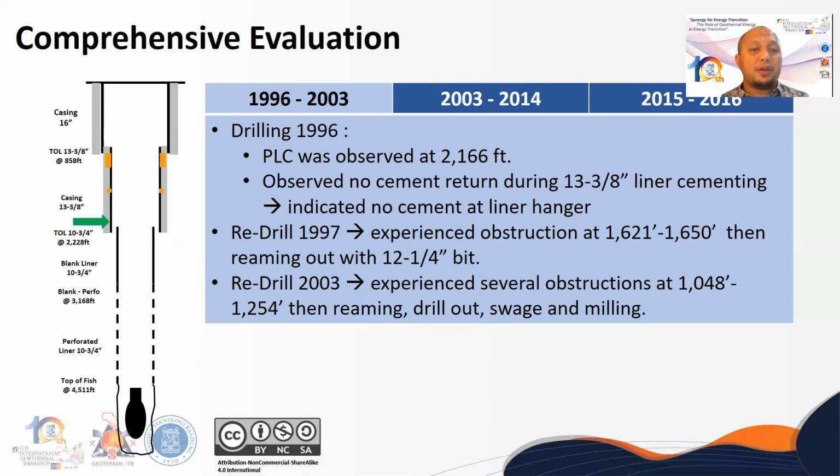Based on the report of the workover operation in 1997, we experienced obstruction at depth 1621 until 1650 feet, then reamed out with a 12 1/4-inch bit. Based on the 2003 workover operation, we experienced several obstructions also at depth 1048 feet and 1254 feet, then reamed out with a switch and milling.